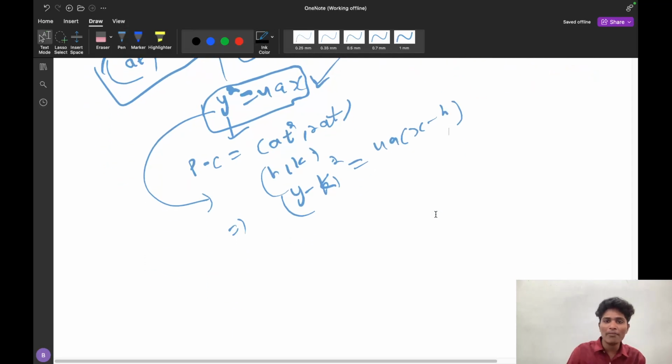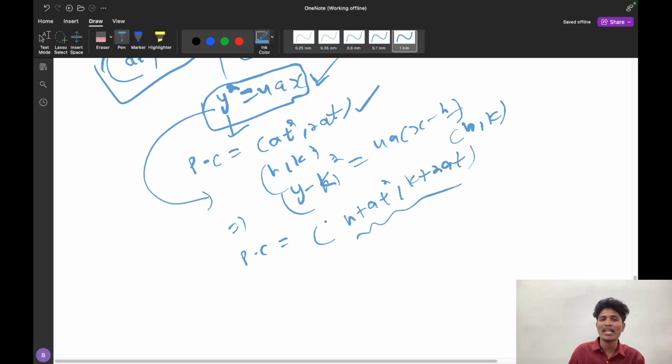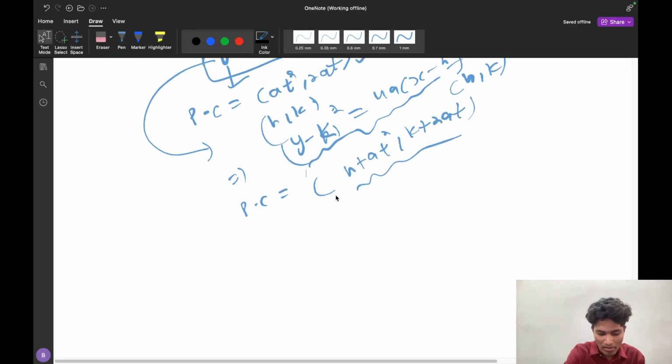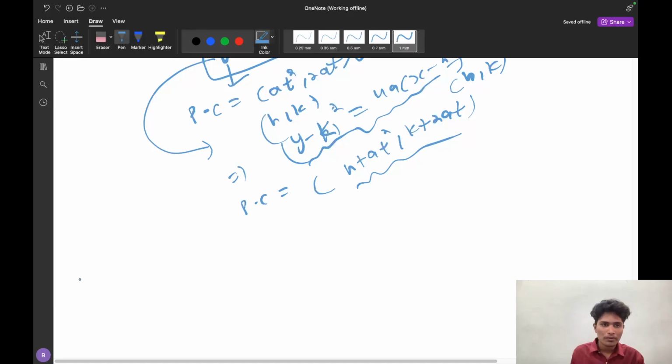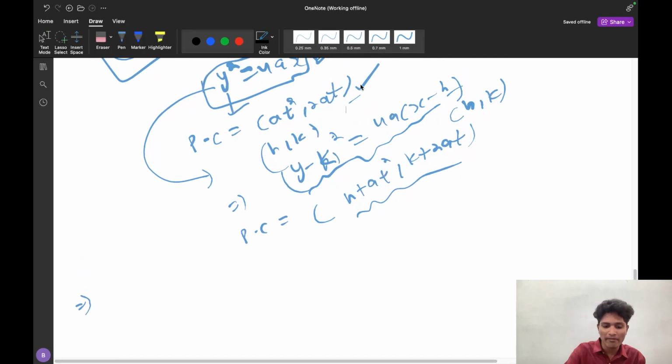For this type, what is the change in parametric coordinates? We just have to add the vertex to the parametric coordinates above. Here the vertex is (h, k). So just add the values, that is (h plus at square, k plus 2at), the new parametric coordinates of the type (y minus k) whole square is equal to 4a into (x minus h). So these are the parametric coordinates you have to understand. And one more thing, this t is called the parameter here. The t can be variable.